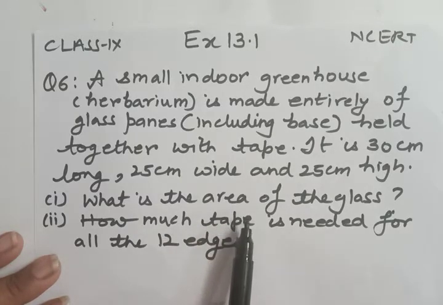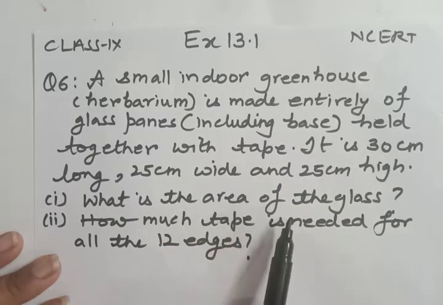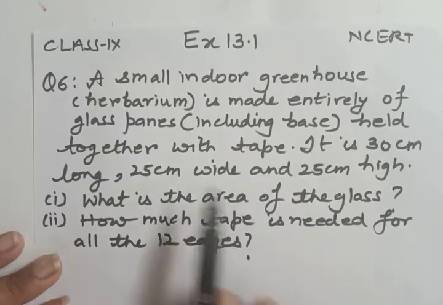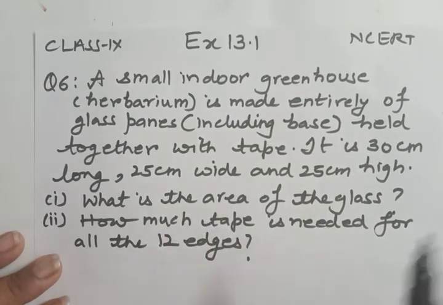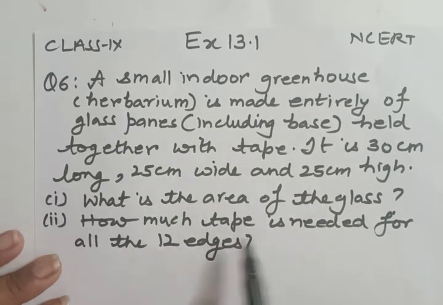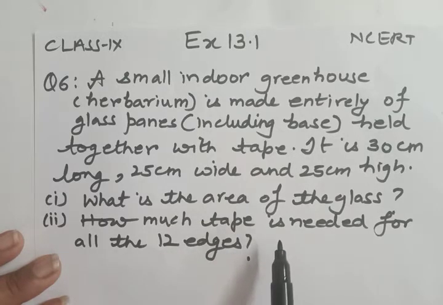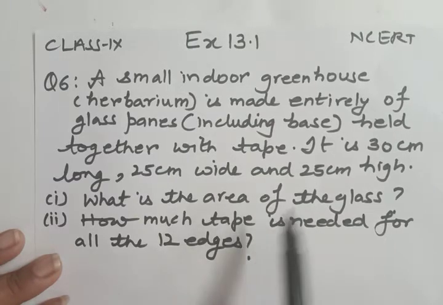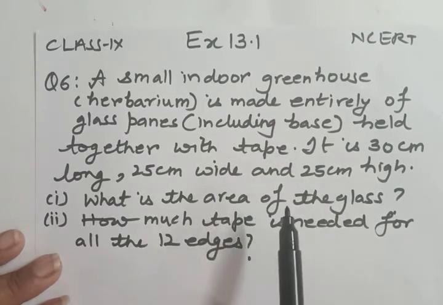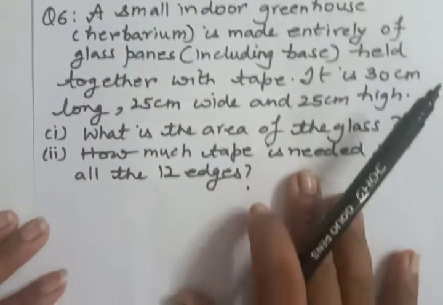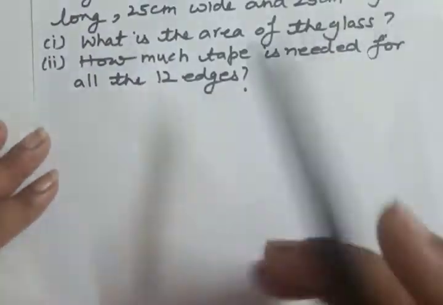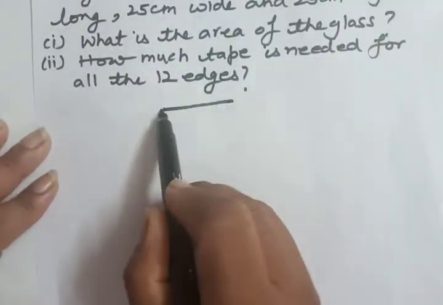First of all, we need to find out the area of the glass. Then second thing, we need to find out how much tape is required, that is already used in joining the 12 edges. So first of all, we need to find out the surface area. Let's draw the figure for this.